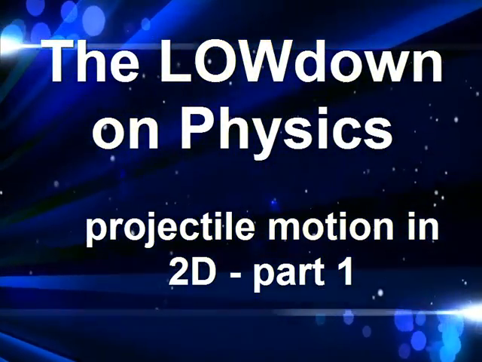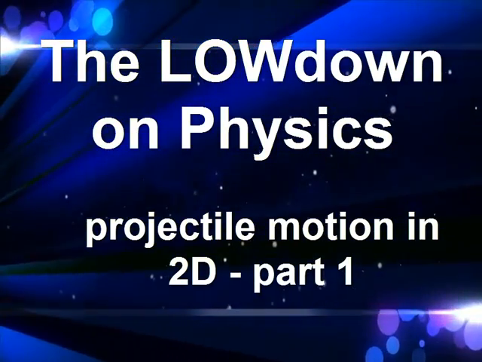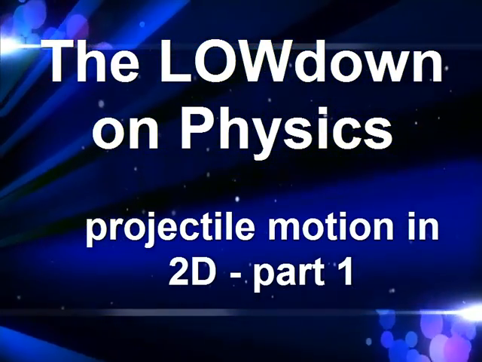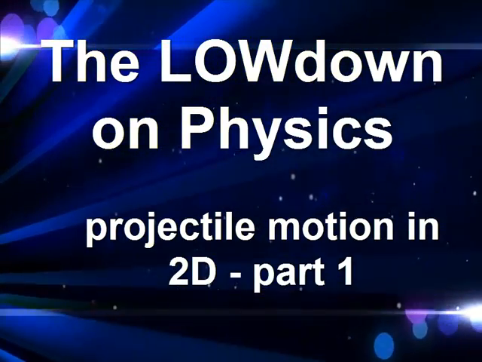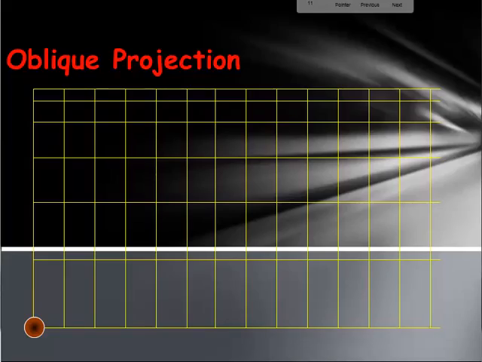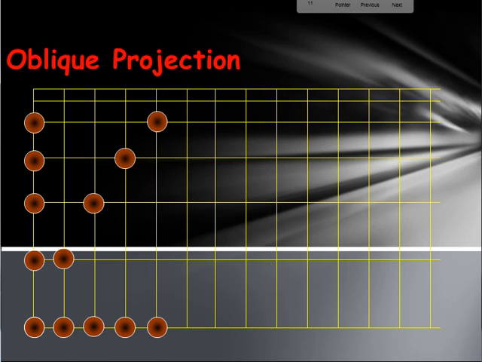This is part 2 on projectile motions. Today we'll be looking at oblique projection. This is where we're launching it on an angle. So we are now in the process of launching a projectile off on an angle, and then we're going to analyse what's happening to the motion in each of these situations.